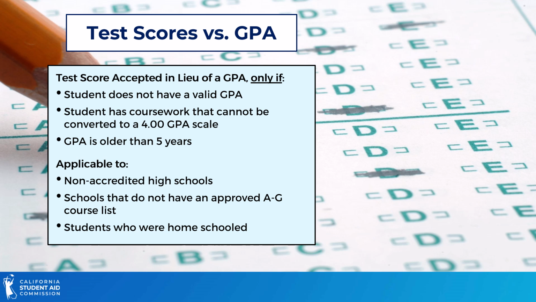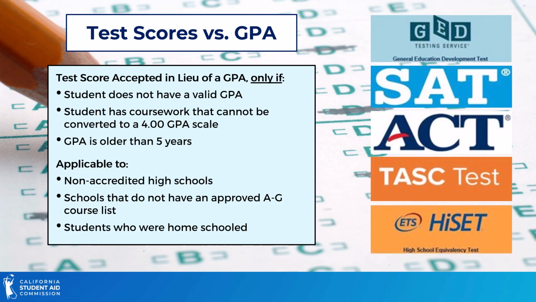As previously mentioned, a student's GPA is a factor in the Cal Grant awarding process. However, there are a few exceptions whereby students can submit proof of passing a high school equivalency test in lieu of a GPA. The most common exceptions are students who attend non-accredited high schools and students who are homeschooled. Acceptable tests include the GED, SAT, ACT, the high school equivalency test or the HiSET, or the test assessing secondary completion or the TASC test. The Commission converts the test scores to a 4.0 GPA scale, and the student will be processed for award consideration.